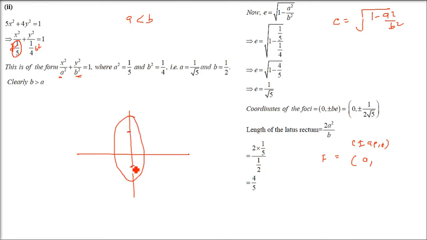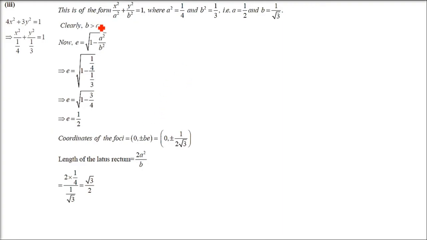So we are actually talking about a major axis which is on the y-axis. So we are not worried about the x-axis here as far as focus is concerned. So it will be 0, plus minus BE. Okay. So B and E you are going to write. And do you know B and you know E as well now. E we have found out. So BE, that is, you have to multiply half into 1 by root 5. So 1 by 2 root 5 it will be.